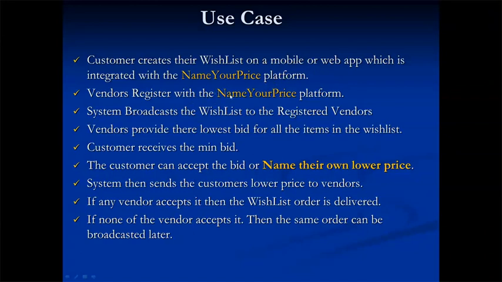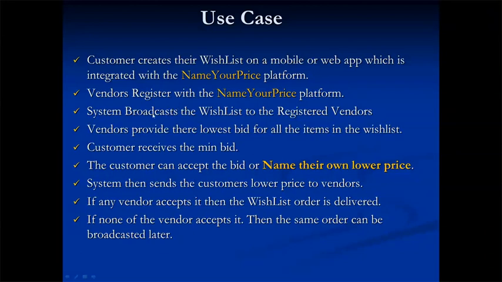And what this platform does is, the vendors register with the Name Your Price platform. These vendors can be anyone. It can be Amazon, Google, Walmart. It can be a mom and pop store, or a small farmer's market. It can be anyone who can sell items at the most competitive price. You do not need to have every single item in the world to sell. You can sell a few items where you think you're the most competitive. So all these vendors register with the platform.